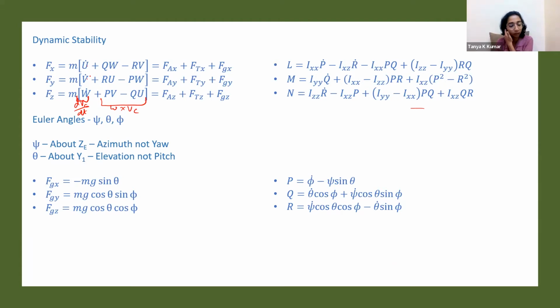Okay. Now what are these equal to? They are equal to the sum of all the forces. What are the forces acting? You have aerodynamic, you have gravitational, and you have propulsive. Propulsive is thrust, which is Ft.